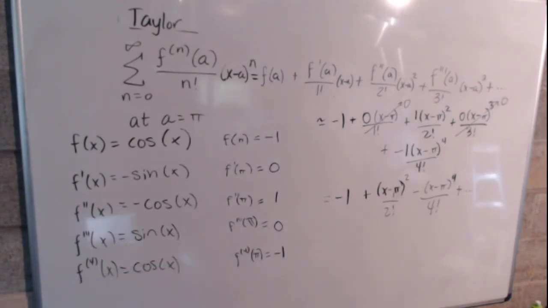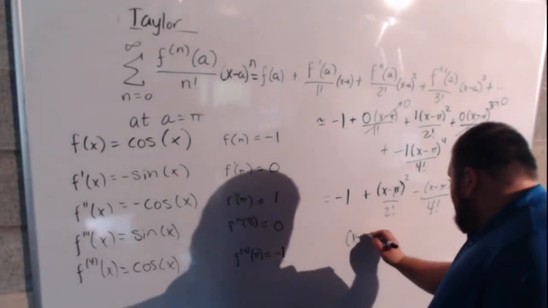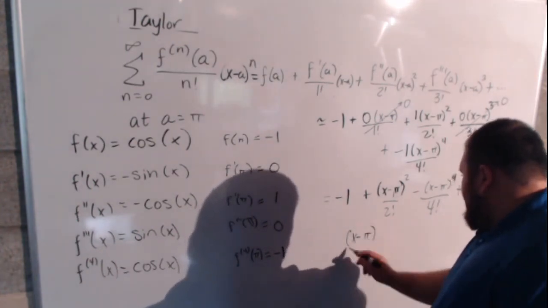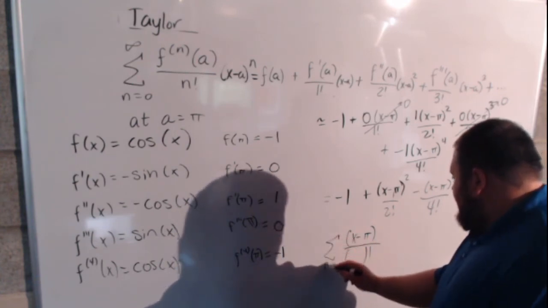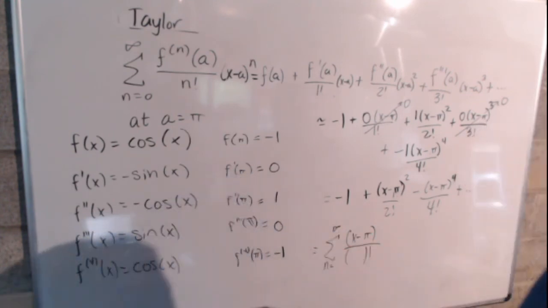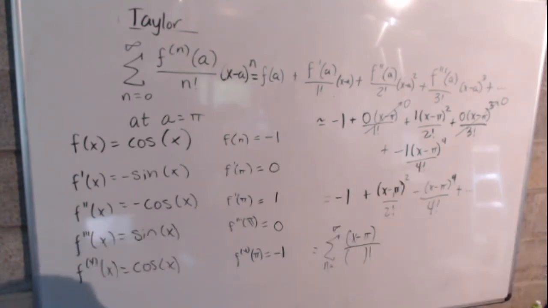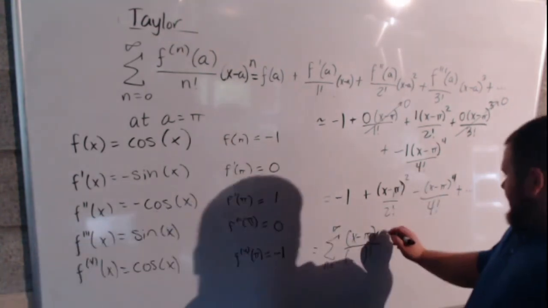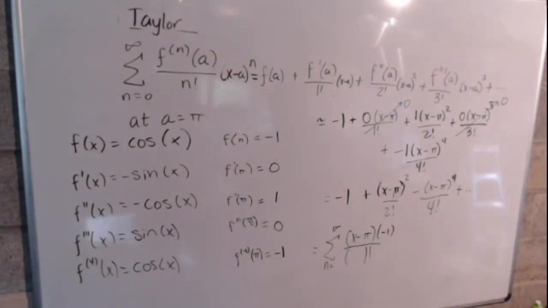I've got an x minus pi everywhere to some power. I've got some kind of factorial. I've also got an alternating portion. However, it starts at negative this time. So I need a -1 to something. I have an x minus pi to something and a something factorial.